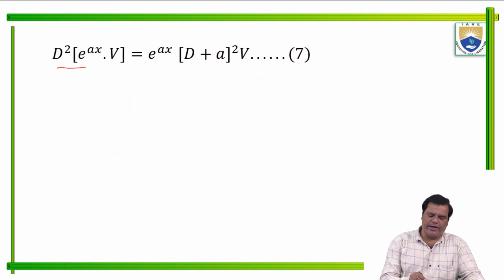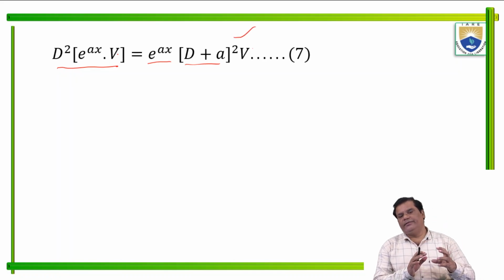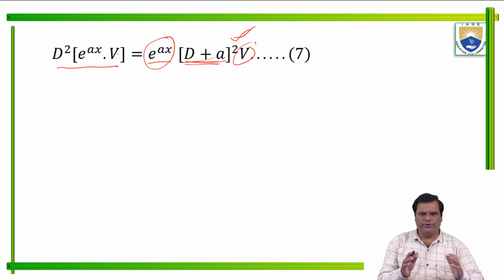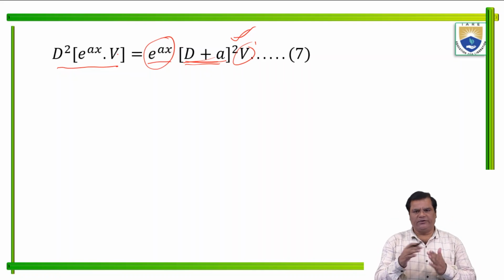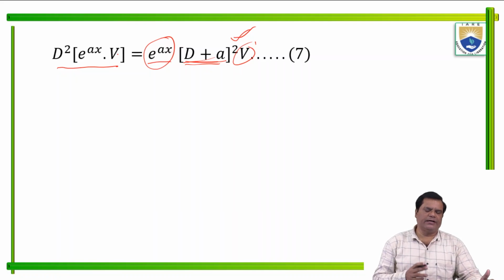Then we write D squared of e to the power ax into v equals e to the power ax (D plus a) whole squared into v. So here the given function in Q we differentiate 2 times. What will happen here? e to the power ax is taken to the left side and the second function to the right side. Since D is differentiated 2 times, D becomes (D plus a) whole squared. Exponential function taking left side, other function taking right side, and in place of D we put D plus a. This is the main conclusion here.